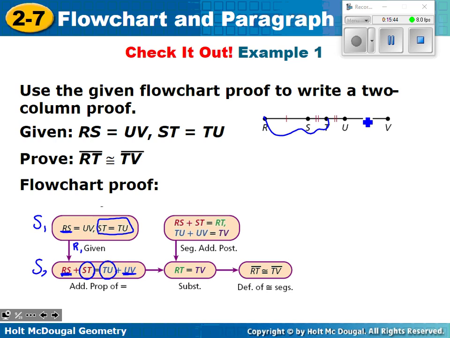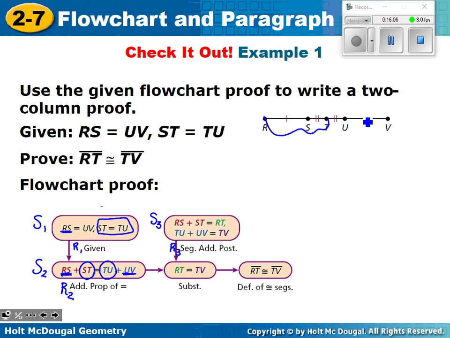This would be statement 2, reason 2. But then we have to go where next? To the top right, because we can't say RT equals TV until after we have the angle or the segment addition postulate. So this would be statement 3. This would be reason 3, and we just said that came from the picture.